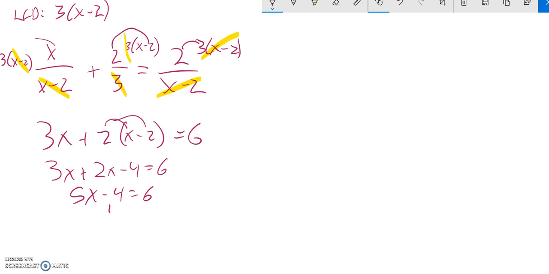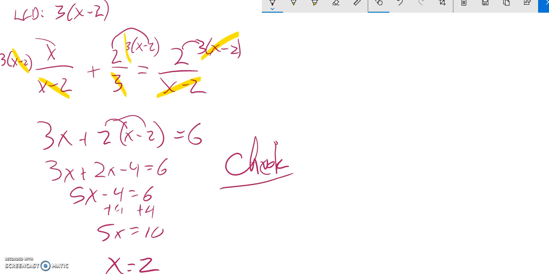5x minus 4 is 6. Add 4 to both sides. 5x is 10. Looks like x is 2. Let me plug it back in to check it. And this is a good example of why we need to check.